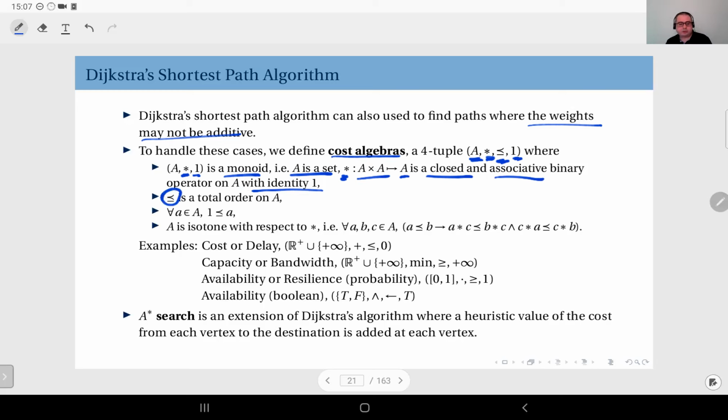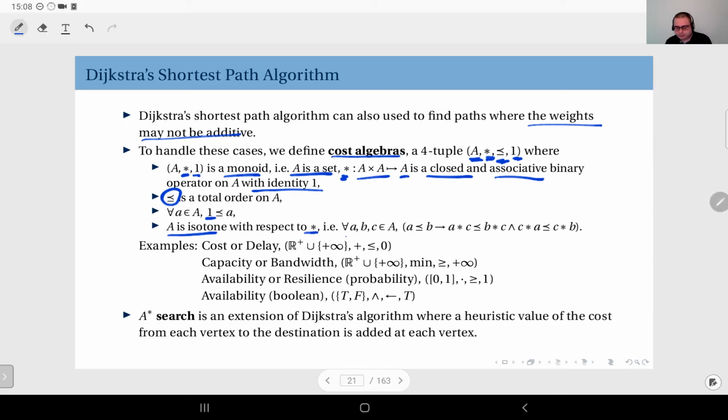And we have a total order defined on the elements of the set A, and 1 is the minimum element according to that total order. And the final condition is that A is called isotone with respect to the operation star. Well, if you have taken calculus courses, this is analogous to what we know as monotonic functions: monotonic increasing, monotonic decreasing, or non-decreasing, non-increasing, etc.